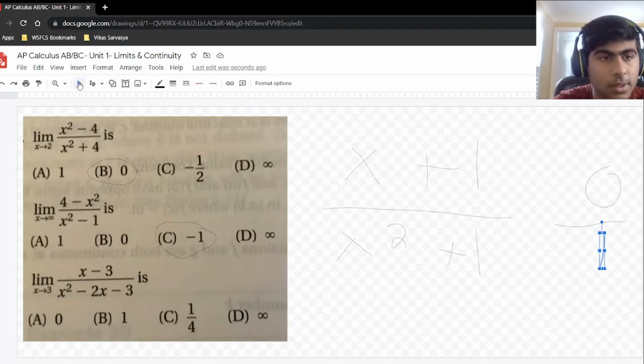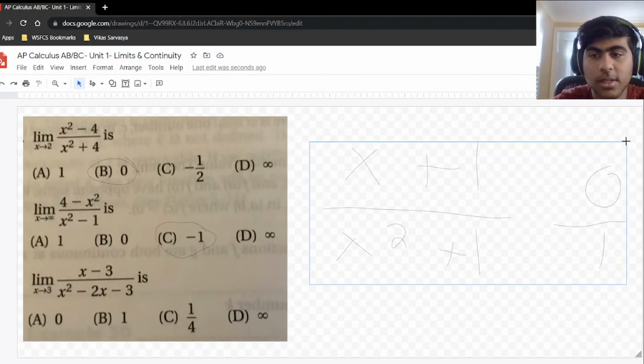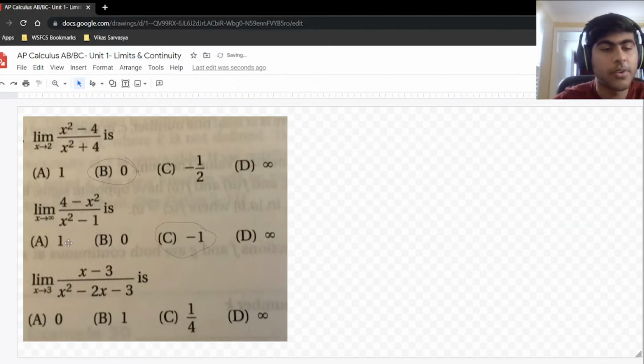So, summarizing all this, if the degree of your numerator is bigger than the degree of the denominator, the limit at infinity is going to be infinity. If the degree of the numerator is equal to the degree of the denominator, the limit at infinity is going to be the quotient of the coefficients of the highest degree terms. And if the degree of the numerator is smaller than the degree of the denominator, your limit at infinity is 0. Now with all that said, let us finally get on to another question.